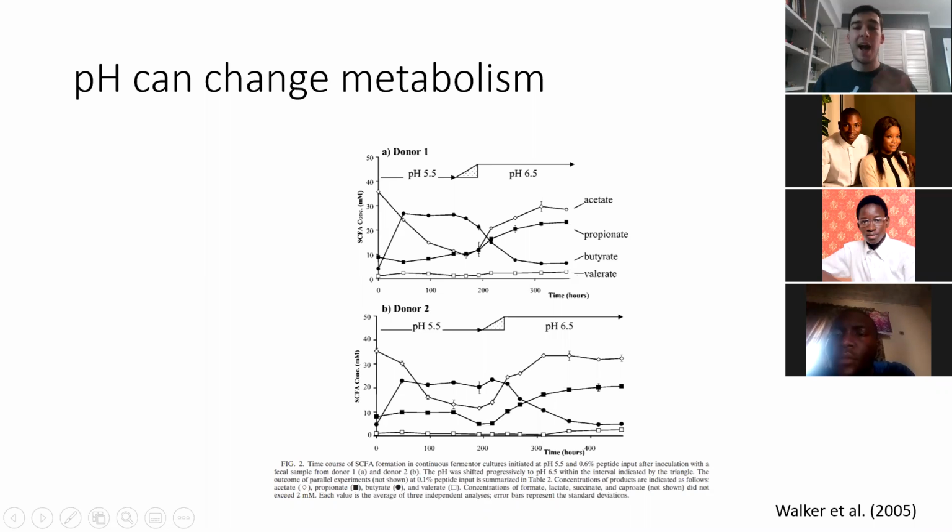At a high level, it's important to understand that by changing the pH here, and this isn't just one microbe, this is a complex community of microbes, but in this complex community, by altering the environment, we can change the function, the metabolism of these microbes. And you can see for this other donor, the same trend generally held.